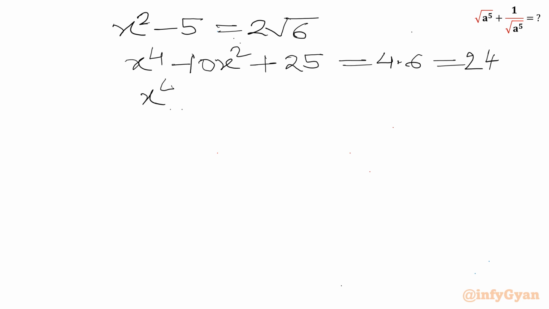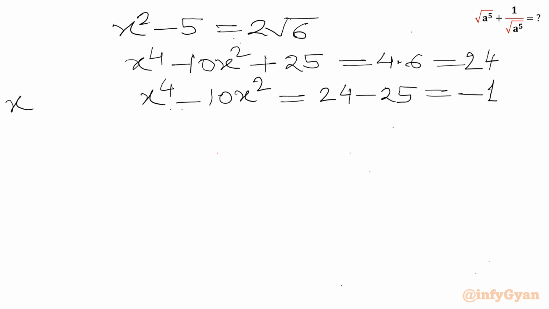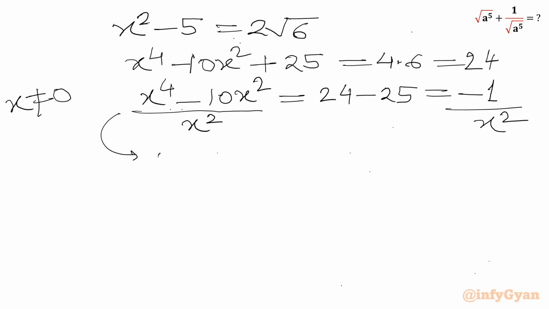Now I can write x power 4 minus 10x square equal to 24 minus 25. So this value will be negative 1. Now x is non-zero, so I can divide both sides by x square. So I can write x power 4 over x square minus 10x square over x square equal to minus 1 over x square.